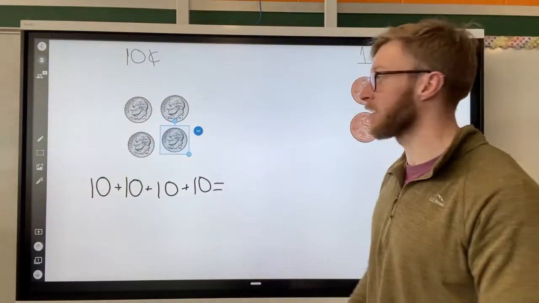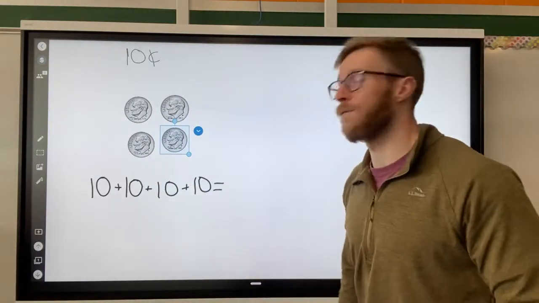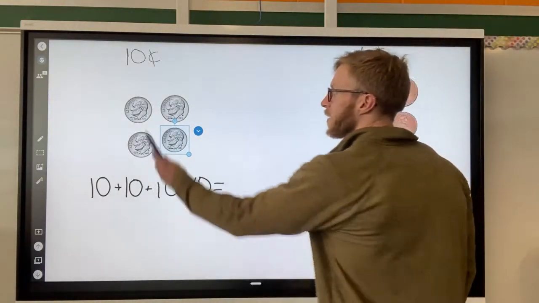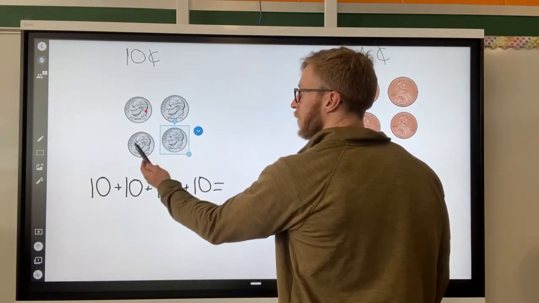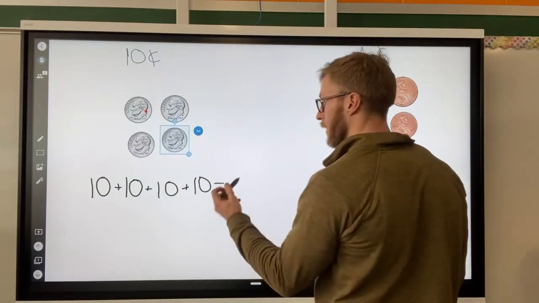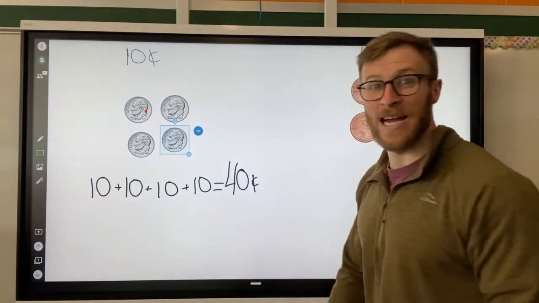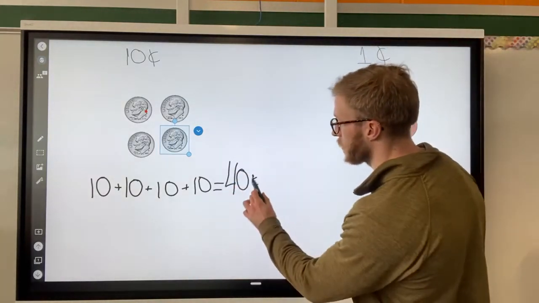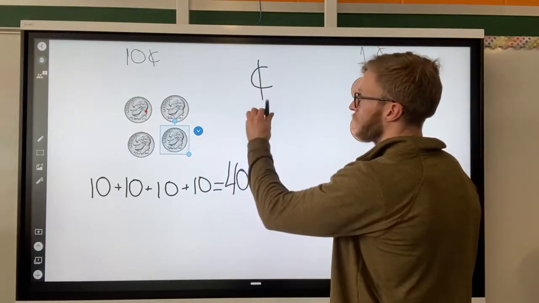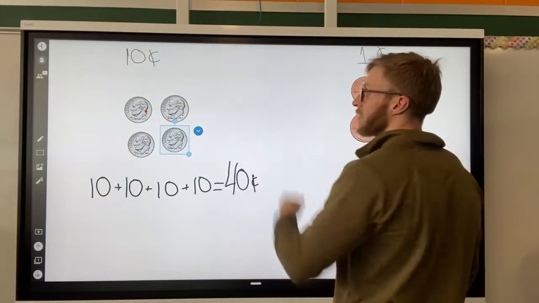Let's count by tens to figure out what 4 groups of 10 is. Ready? 10, 20, 30, 40. So we have 40 cents in dimes. The cent symbol is a little C with a line through it. So we have 40 cents in dimes.